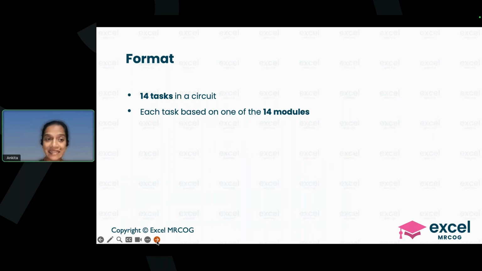Remember, clinical governance is not a separate module. That's something we need to know, because a lot of candidates do ask us, what about clinical governance? Isn't that a separate module? What stations do you get on clinical governance? No, you don't get a separate task on clinical governance, but clinical governance is important in all the tasks, wherever applicable.